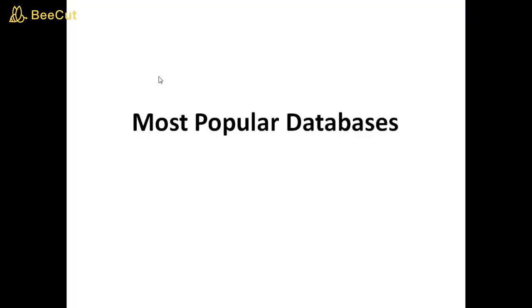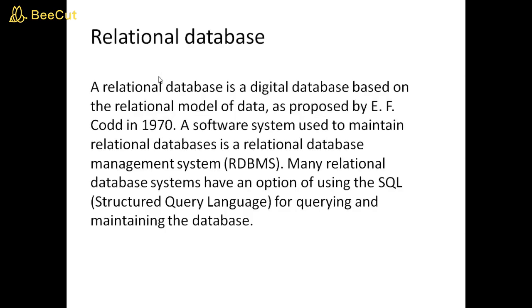Most popular databases. Relational database. A relational database is a digital database based on the relational model of data, as proposed by E.F. Codd in 1970. The software system used to maintain relational databases is a Relational Database Management System (RDBMS). Many relational database systems have an option of using the SQL structured query language for querying and maintaining the database.